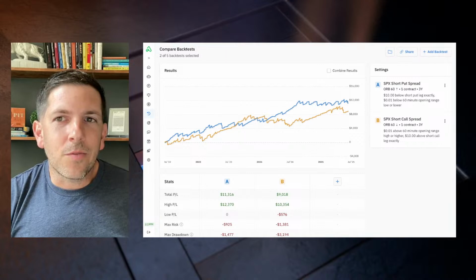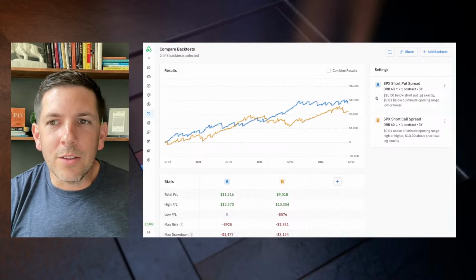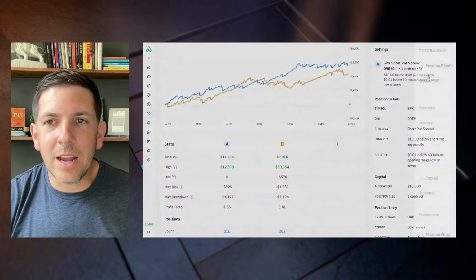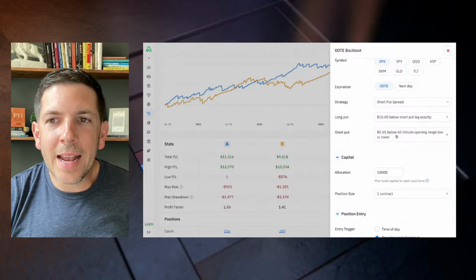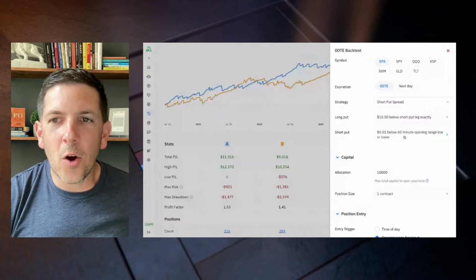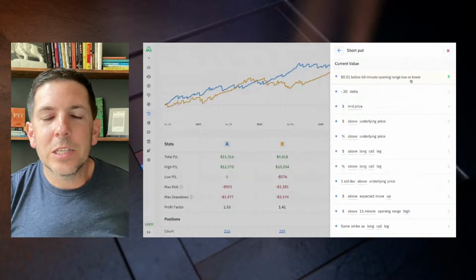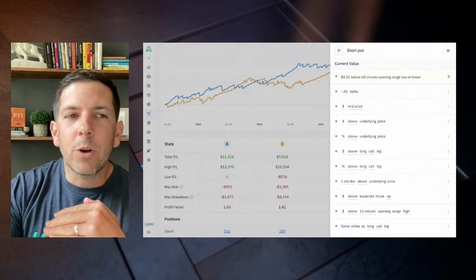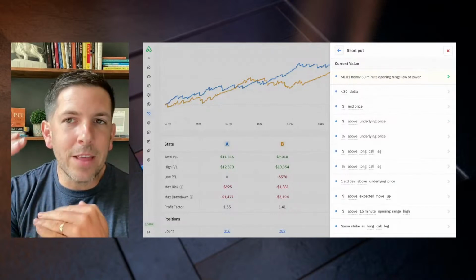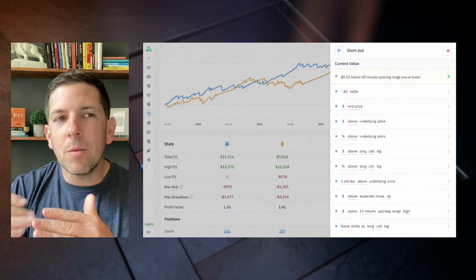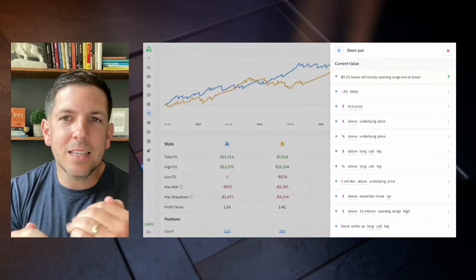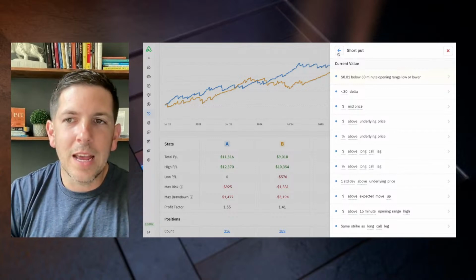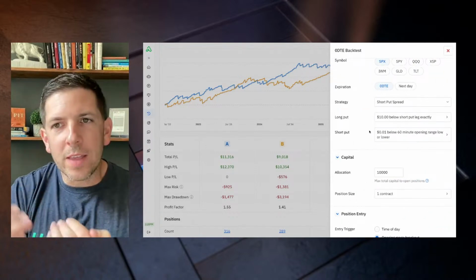But what you can do inside of the new backtesters, of course, is not only test the opening range breakout, which let me show you how this one works. This is entering a short put option, and you're targeting your short put strike a penny below the 60-minute opening range low or lower. So we're going to track the opening range for the day, and whatever that 60-minute opening range is, enter a position that's just below where the market was trading in that first hour of the market. That's pretty cool that we can target that type of setup.